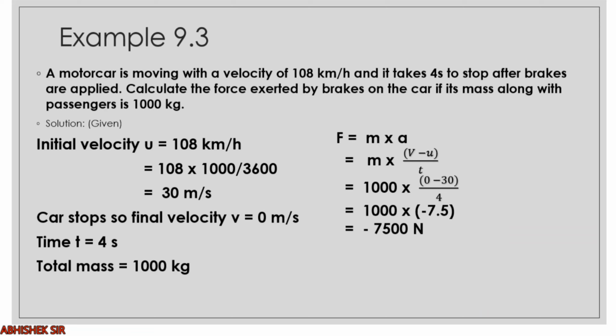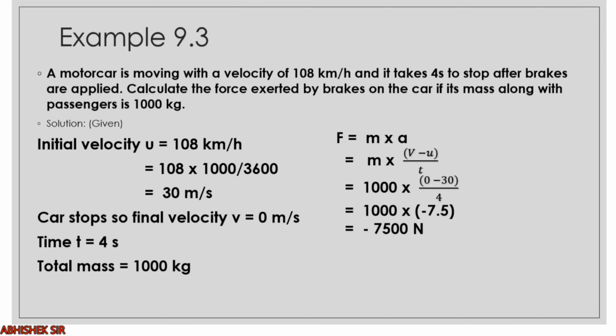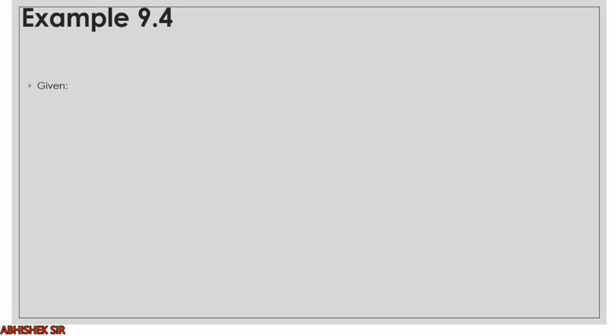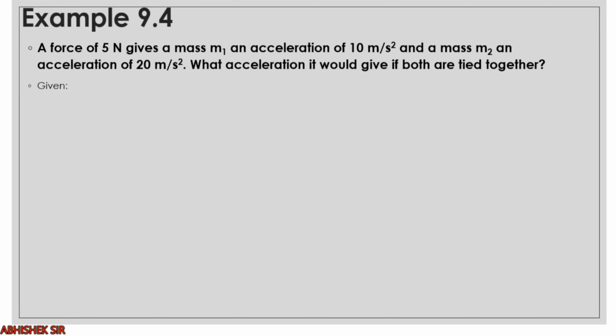Now, if you see very carefully, there is a negative sign over here. You see in the question, it is an example of retardation, and retardation is always negative. So the negative sign indicates that by applying brakes there was retardation. And how much force was required? Minus 7500 Newton. Clear?